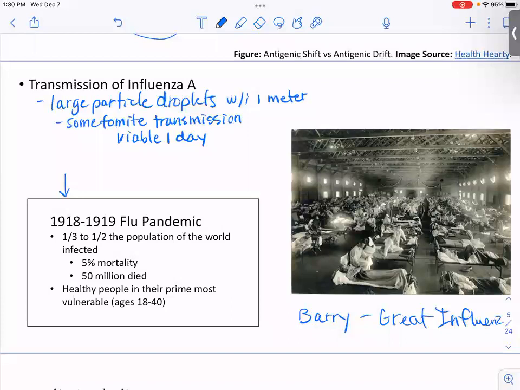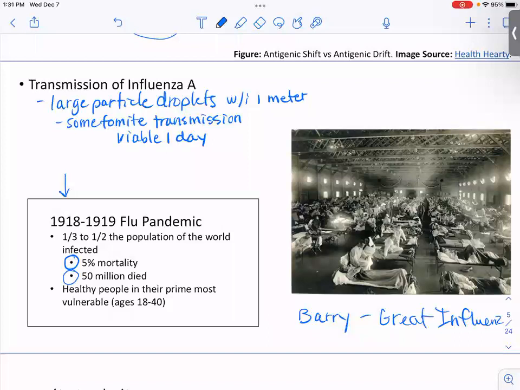It had a very high mortality rate, about 5% mortality. It's estimated that a third to half of the world's population was infected. It came at a bad time. People were moving all over the world due to World War I, and living in close proximity to each other, at least people in the military. It's estimated that 50 million people died. And normally the flu hits people that are very young and very old much worse, but this strain, it was people in their prime between the ages of 18 and 40 that had the highest mortality.